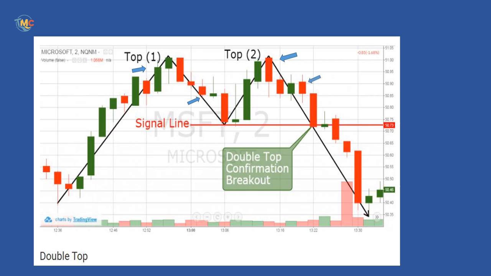Time frame considerations. Double tops can appear on any time frame, from 1-minute charts to monthly charts. However, patterns on longer time frames generally have more significance and reliability. A double top forming over several months on a weekly chart suggests a more substantial reversal than one forming over several hours on an intraday chart.